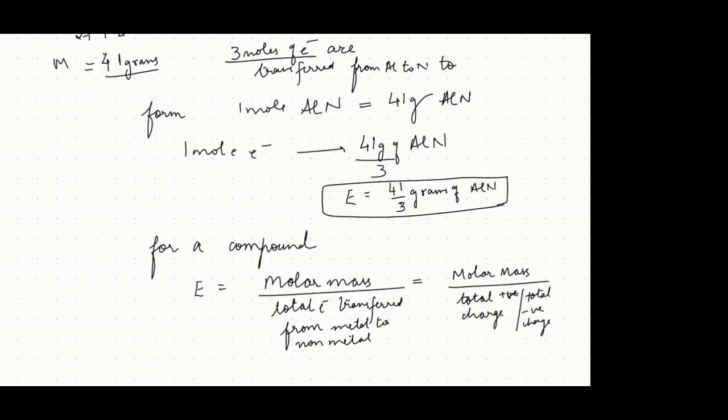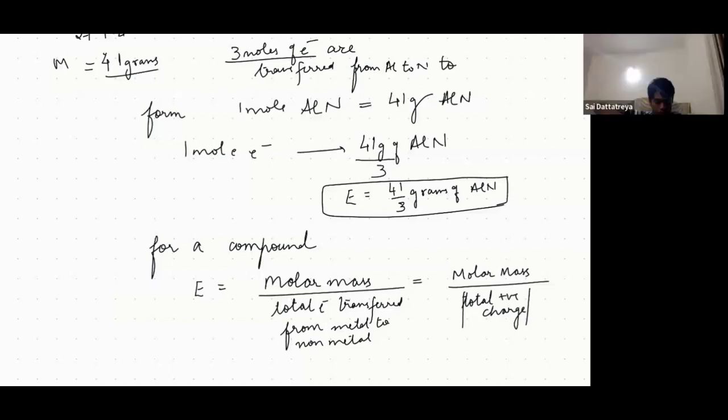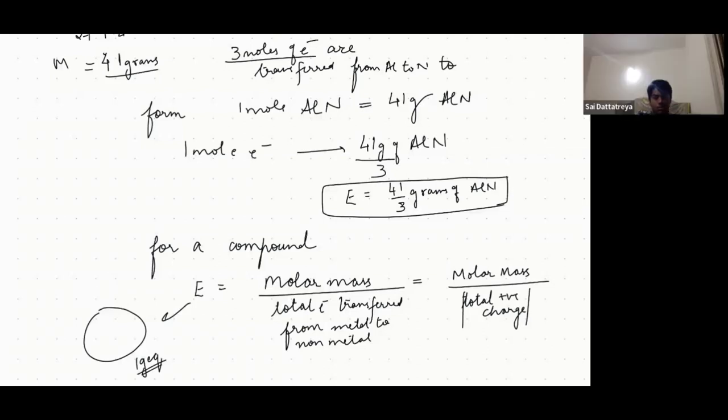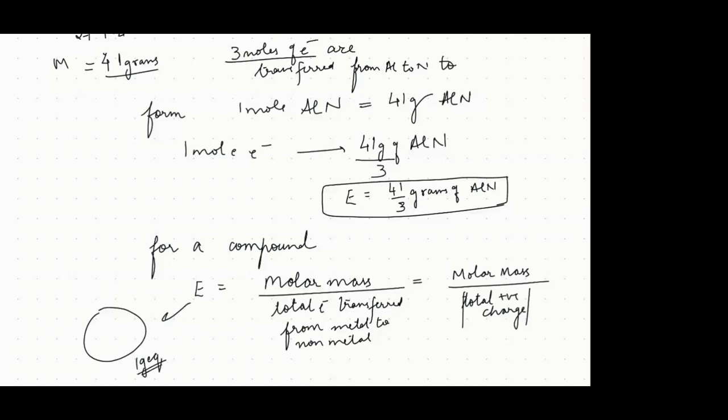Right? Because when you have a neutral compound being formed, the total positive charge equals the total negative charge. Did you understand my point? Yes. That is the equivalent mass. And that equivalent mass is filled in one packet, and that one packet is called 1 gram equivalent. Did you understand my point? Yes. Understood or not? Yes.